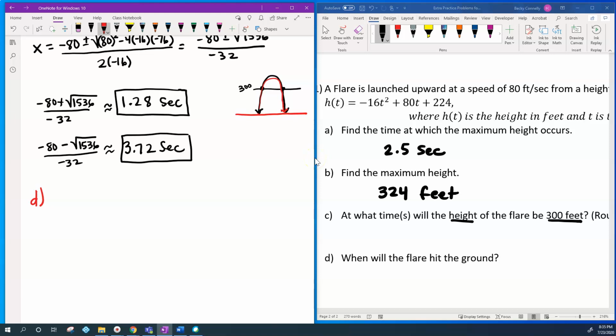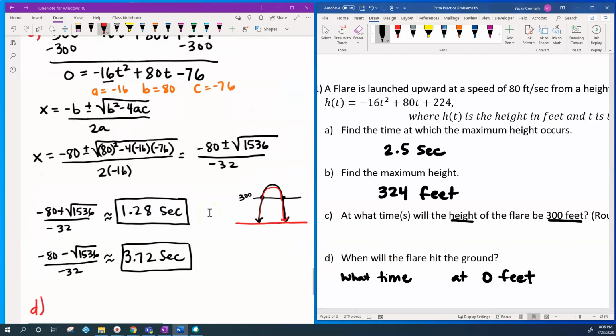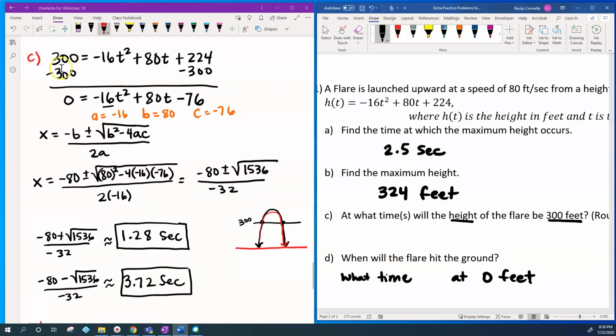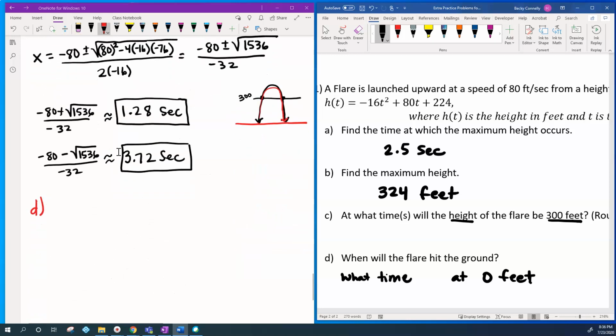What are we trying to figure out? On the last one, we were trying to figure out what time will the height of the flare be 300 feet? Well, this one, we're still trying to figure out what time will the height be at 0 feet, because the ground level is at 0 feet. So instead of like on this one where we put the 300 in place of our h of t, we're going to put 0 there.